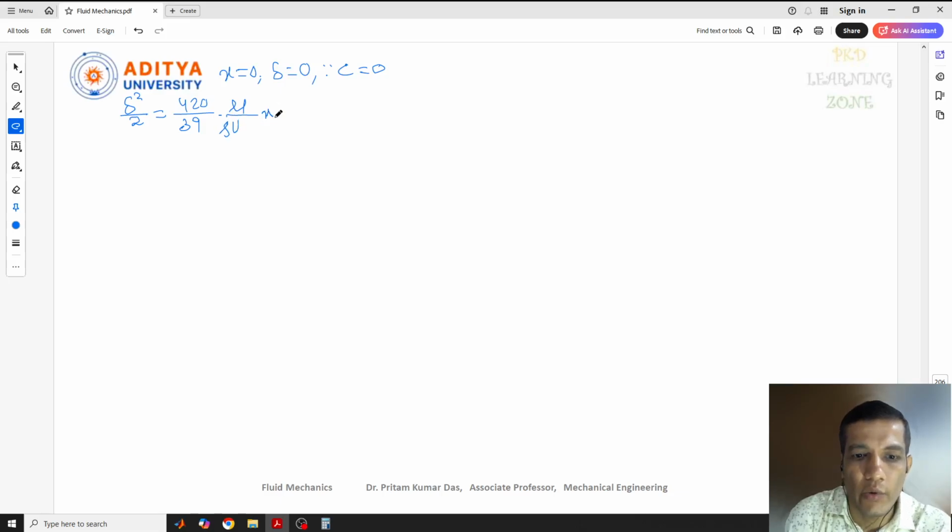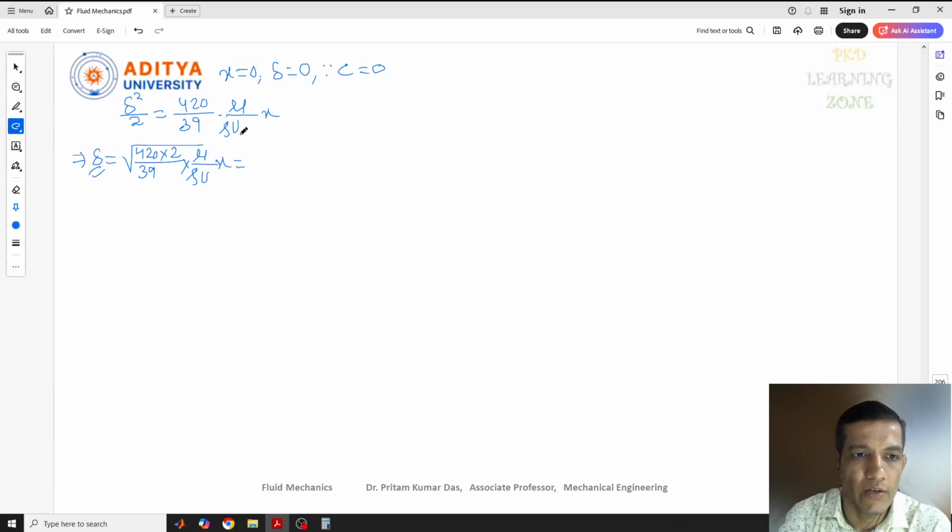Rho u into x. Now again we can write this value in terms of delta. What will we get? Delta equal to root over of 420 into 2, this side I have taken to this side, divided by 39, and here we can write multiply of mu by rho u and into x. So now we need to solve this one and find out the value of delta, because that is our ultimate goal, to find the boundary layer thickness. So I've just solved this one, I'll get the value.